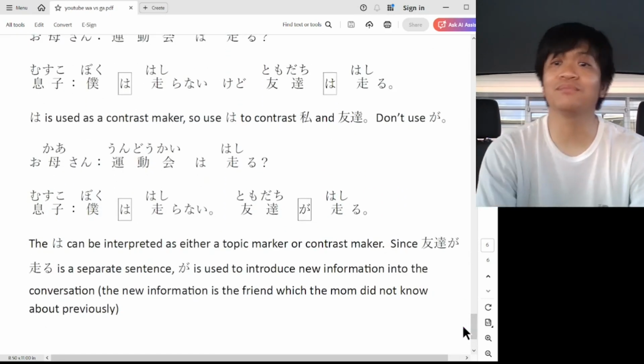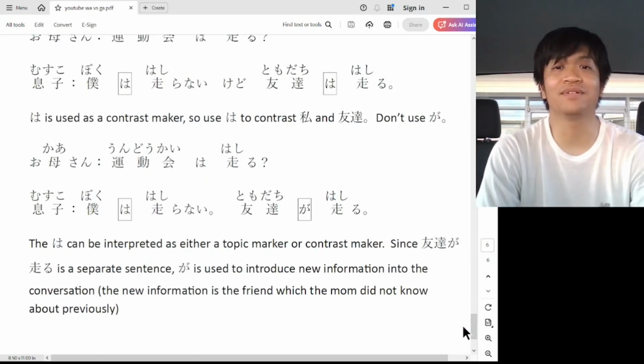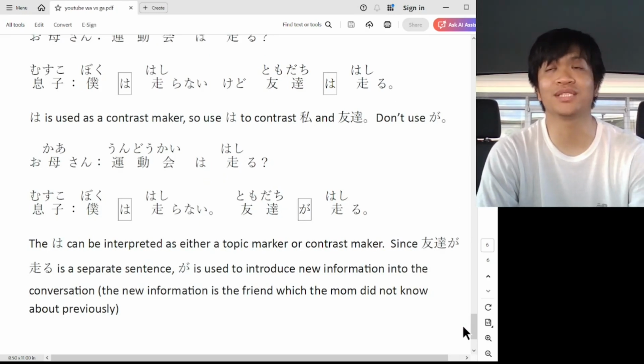All right, so that was it. The wa versus ga. I know it's kind of a lot, so feel free to watch the video one more time, or maybe two or three more times.